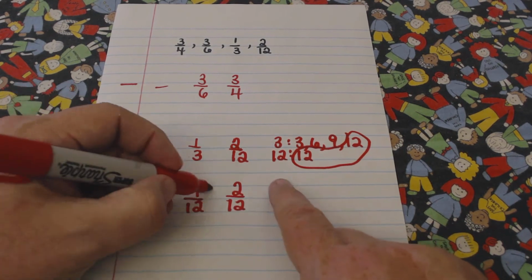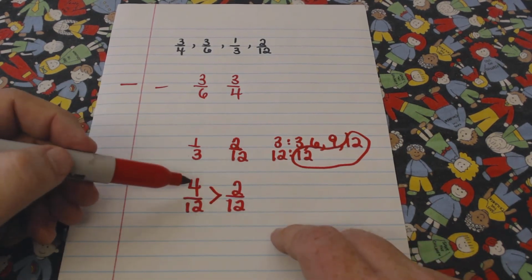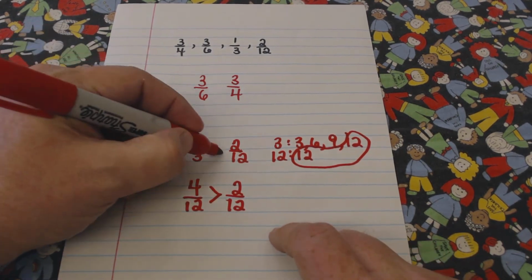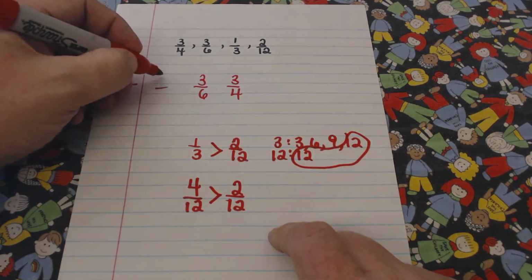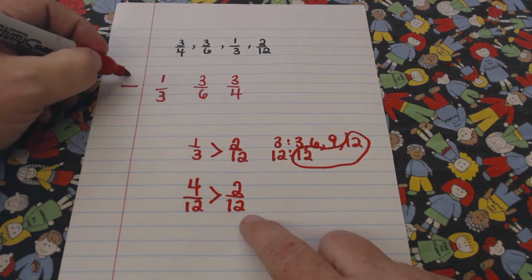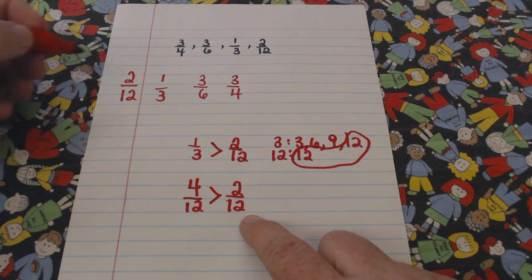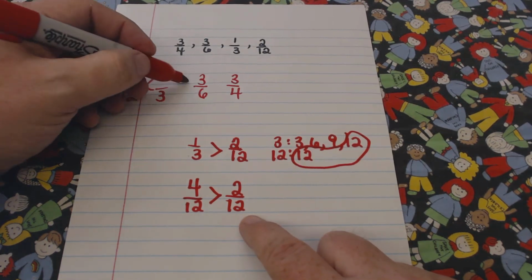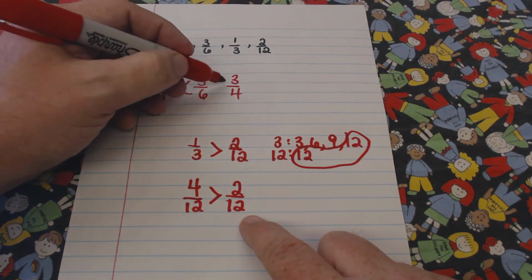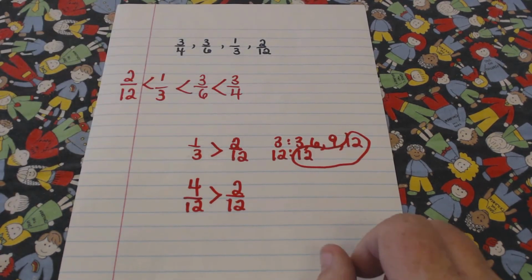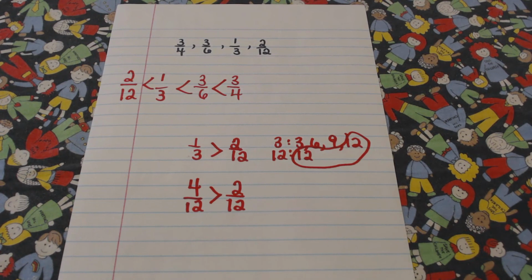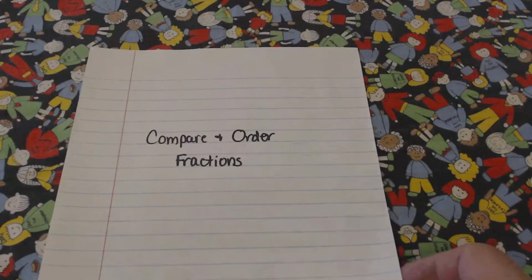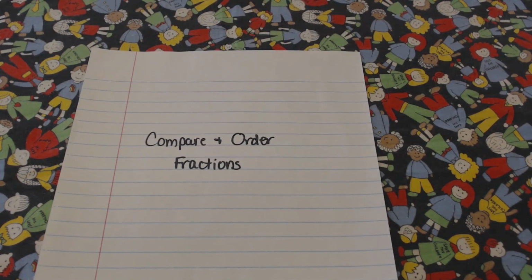4 is larger than 2. Well, 4/12 is the same thing as 1/3. So 1/3 is larger than 2/12. 3/6 is larger than 1/3. 3/4 is larger than 3/6. We use the rules of fractions to help us order fractions. This is how we compare and order fractions in 4th grade.